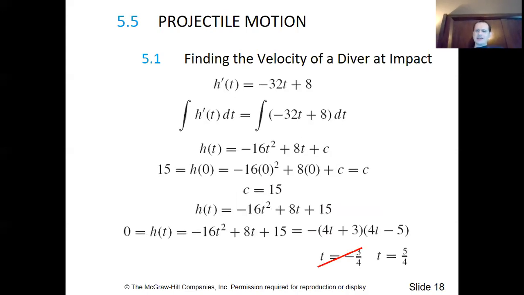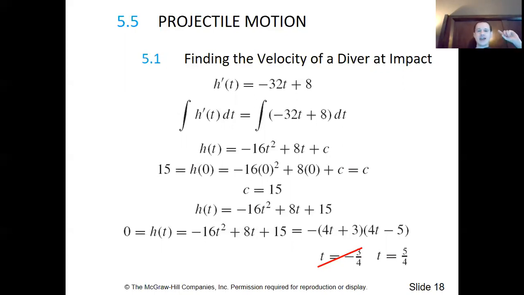H prime of t is negative 32t plus 8. Okay. Slap a dt on both sides and integrate. You get, well, what's the integral of h prime? H prime is just the derivative of h. So if the derivative of h is h prime, then the integral of h prime is h. So integrating the left side would just give you h of t, your position as a function of t. They're using h for height, because height represents your position. Doesn't matter, x, h, whatever you want to use.